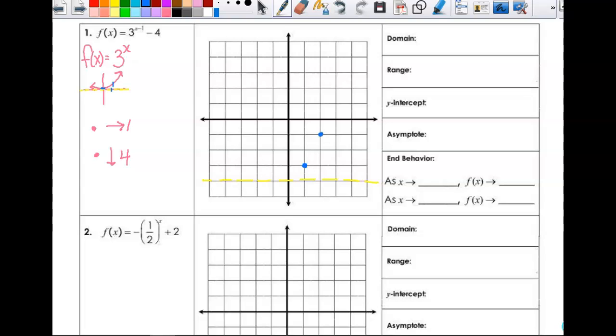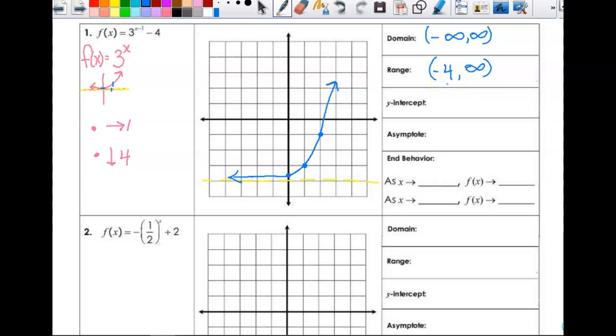So then when x is negative 1, what's y? What's 3 to the negative 1 power? 1/3, exactly. So I'm going to go to negative 1, 1/3, which is about right there. I'm going to move to the right 1 and go down 1, 2, 3, 4. And then my graph looks like this. My domain is negative infinity to infinity. It will be on every single one of these. The range is what changes. My range, I start at negative 4 and I go to infinity.